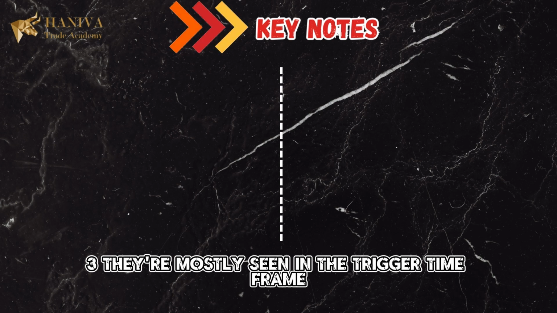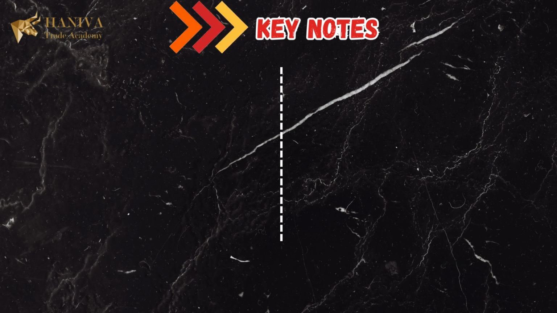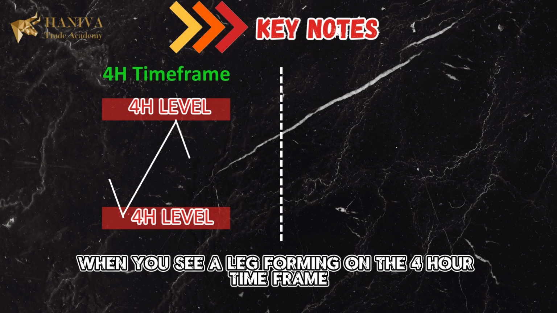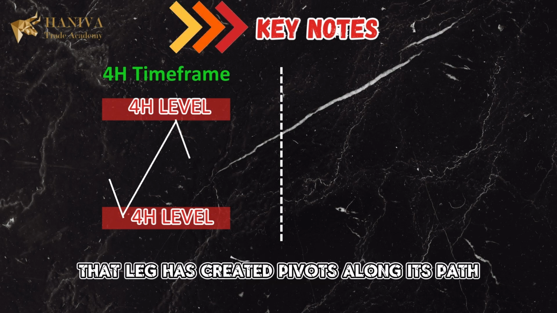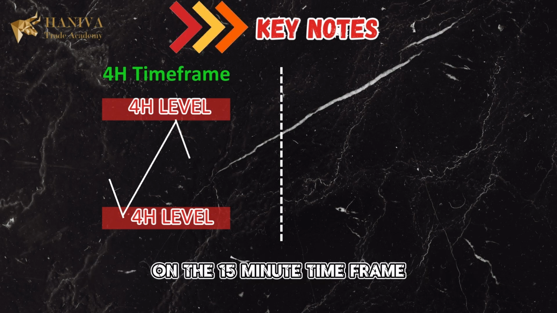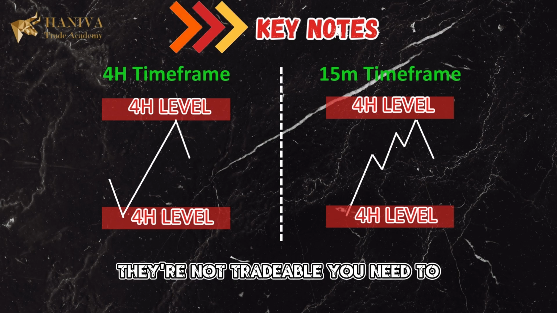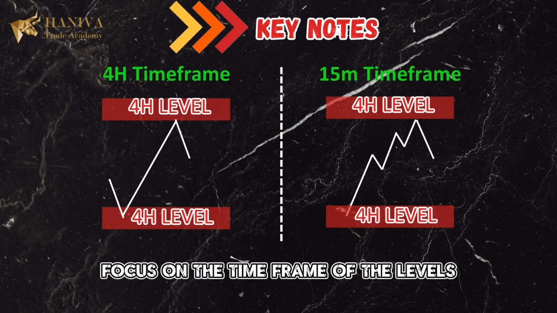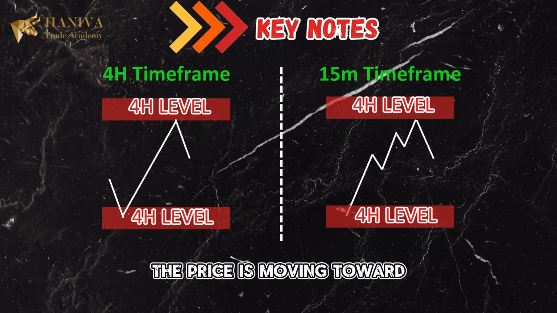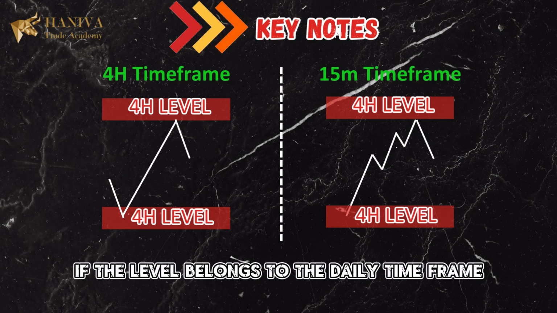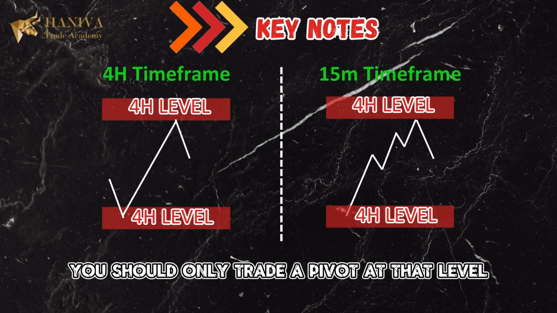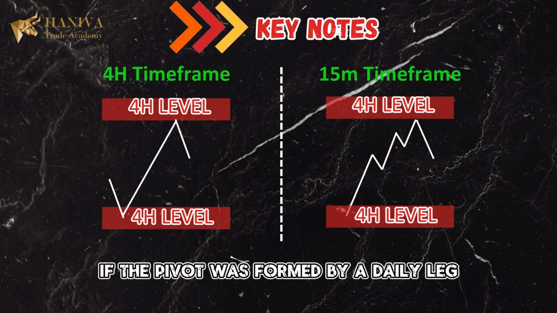3. They're mostly seen in the trigger time frame. When you see a leg forming on the 4-hour time frame, that leg has created pivots along its path on the 15-minute time frame, but these pivots are actually settlement pivots. They're not tradable. You need to focus on the time frame of the levels the price is moving toward. For example, if the level belongs to the daily time frame, you should only trade a pivot at that level if the pivot was formed by a daily leg.